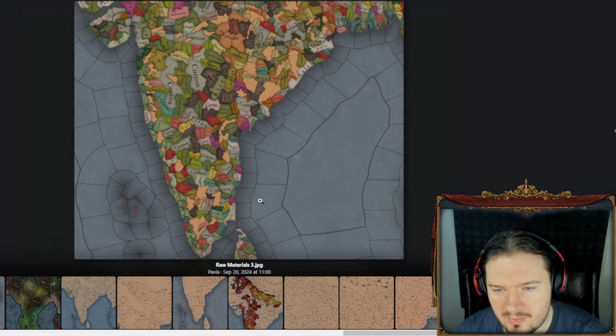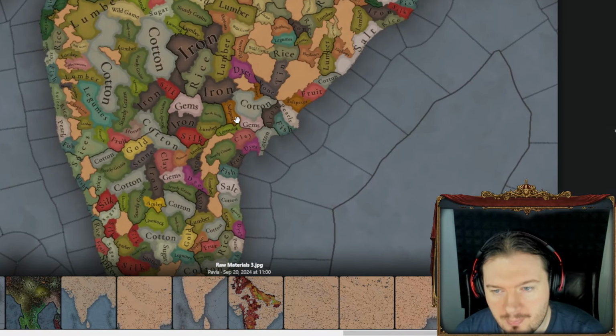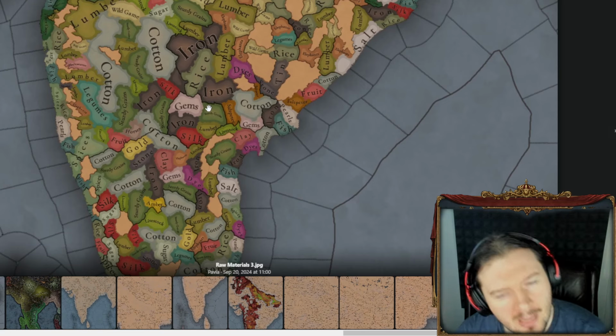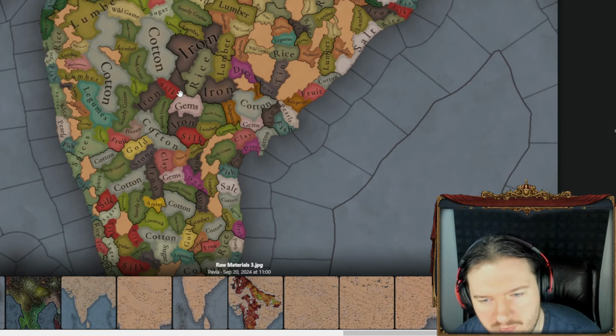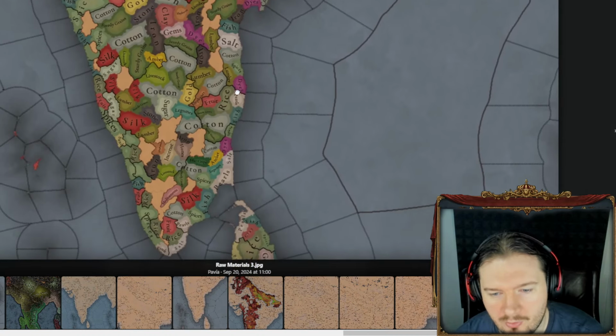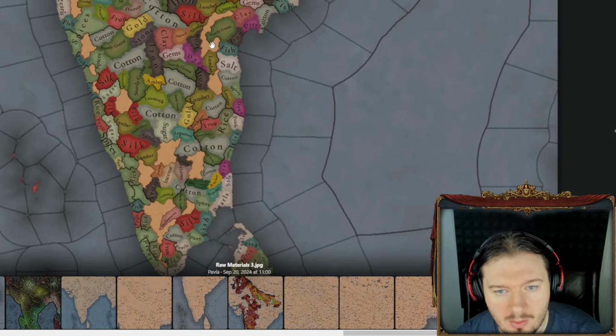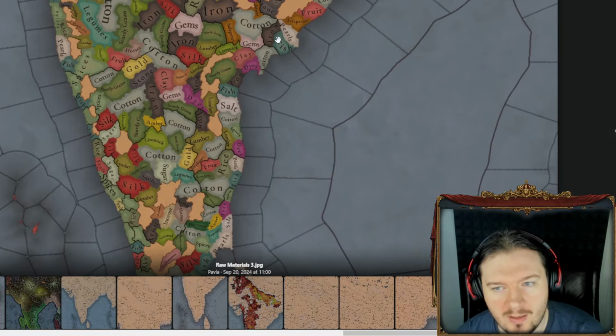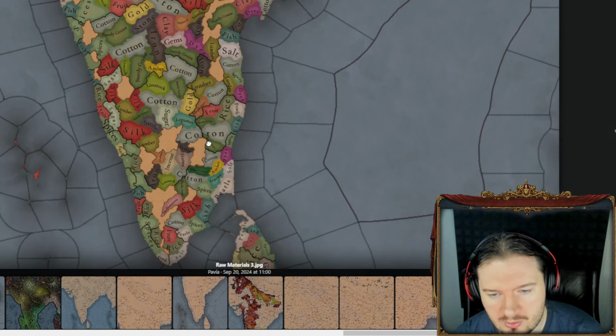Let's have a look here in the south as well. Gems as well, absolutely makes sense. The Golconda Mine, I think, is what one of these is called, where there is just a ton of gems. Lots of sugar as well. Sugar is something that India is making a ton of, and in the game, this continent is the largest producer of sugar at the start of the game, which is really, really cool to see.